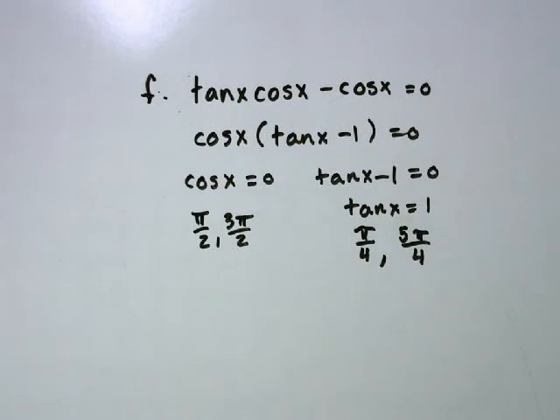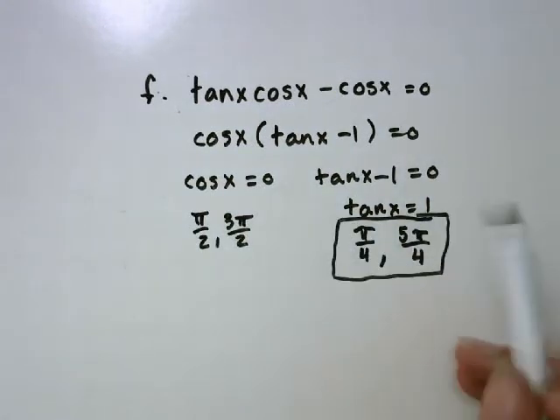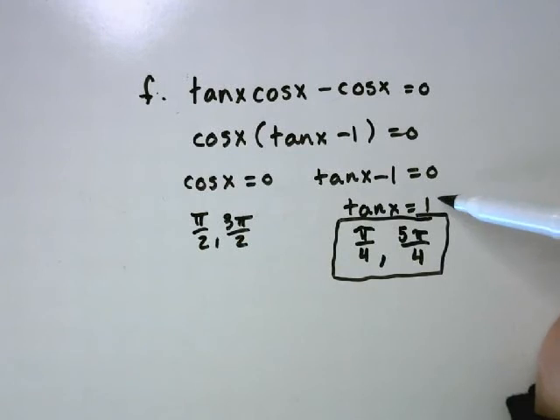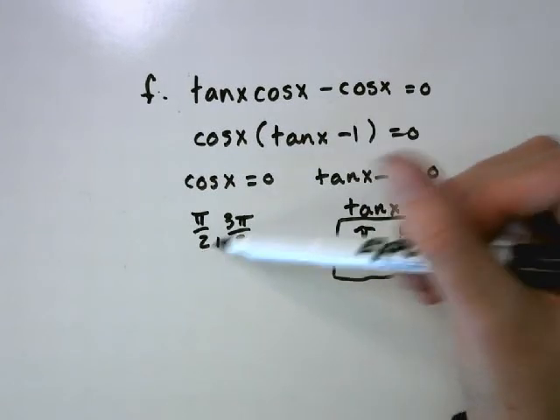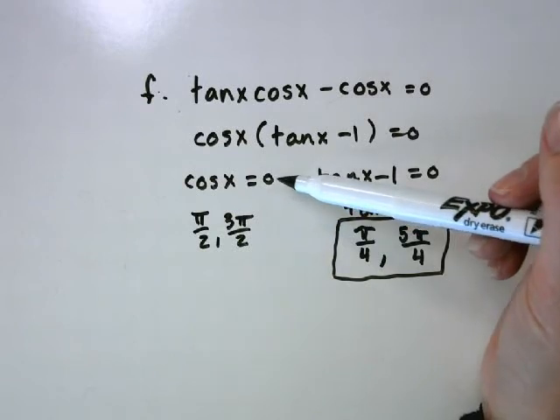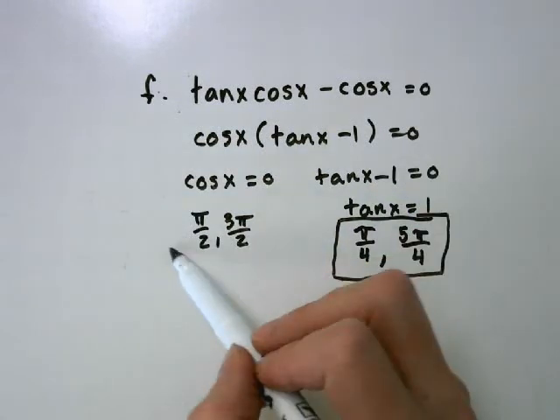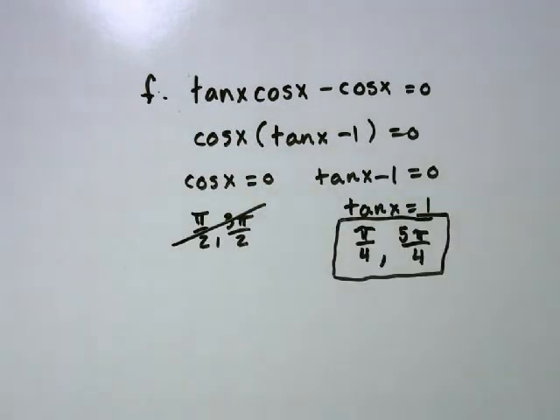The issue here is tangent. Tangent is undefined at certain locations. So these two are fine, but tangent is actually undefined at pi over 2 and 3 pi over 2. In fact, in this setup, if cosine is equal to 0, that automatically means tangent's undefined there. So these two don't work because tangent is undefined. So those are some different strategies for solving trig equations.